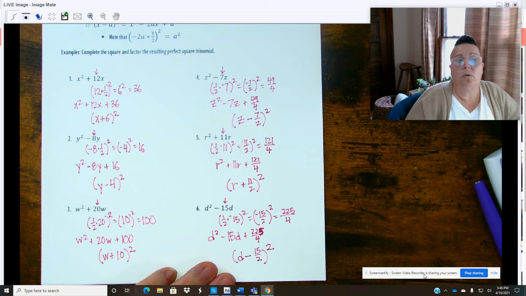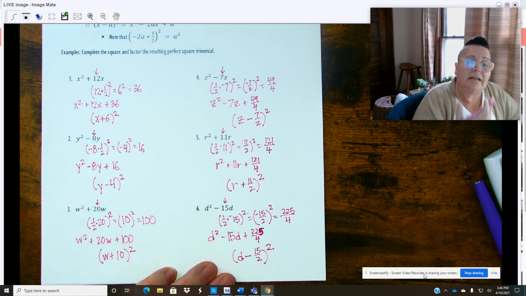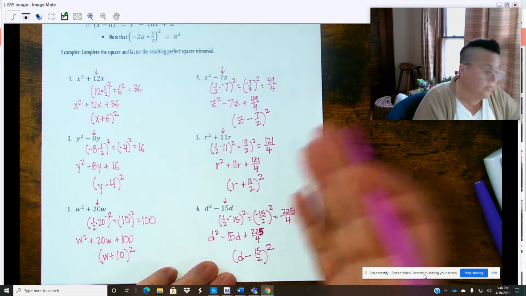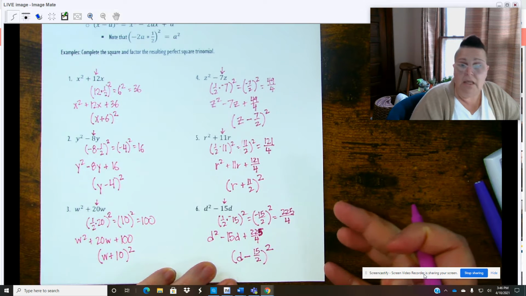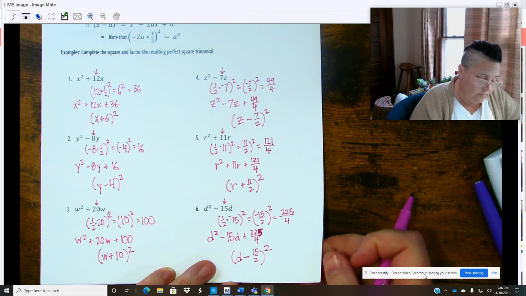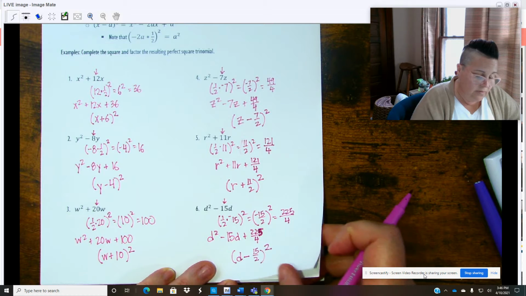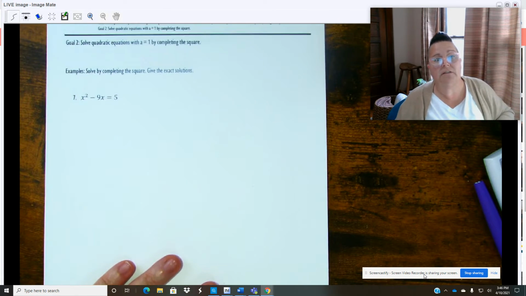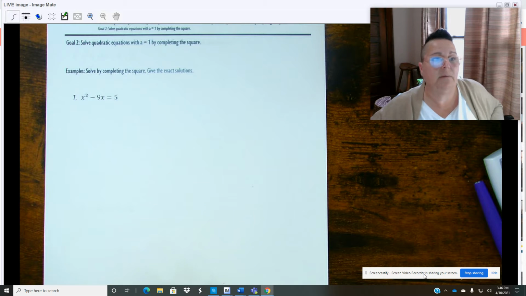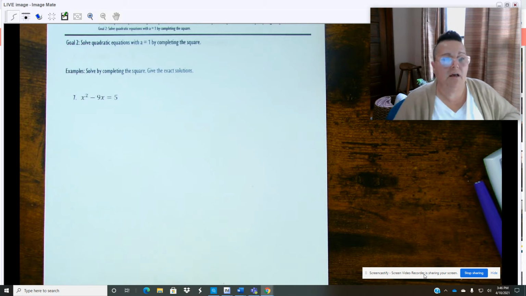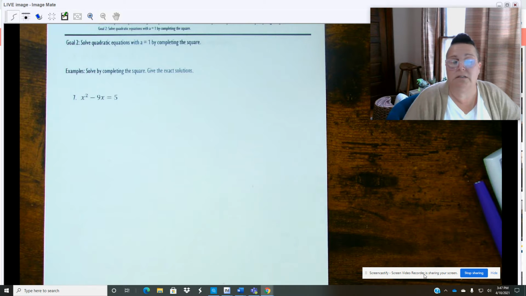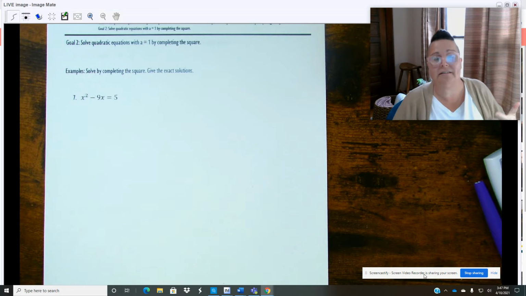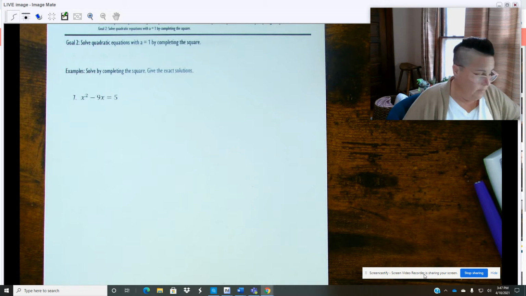Right? We have completed the square and given the factors for the binomials that we were given. This is a skill that we're going to be using when we use this particular method to solve quadratic equations. All right, so here we go. We're going to solve this quadratic equation by completing the square. We're going to be sure to give exact solutions. So what are we going to do?